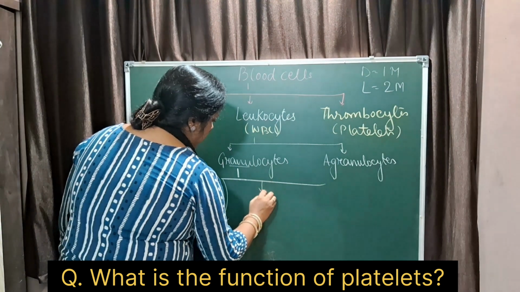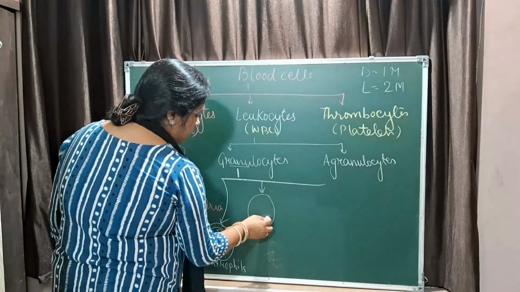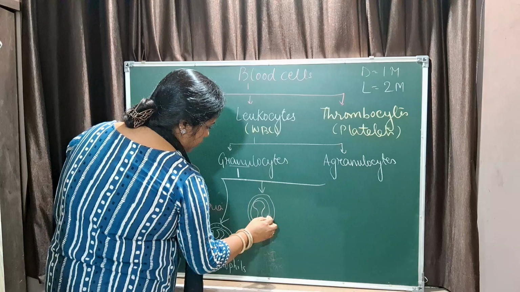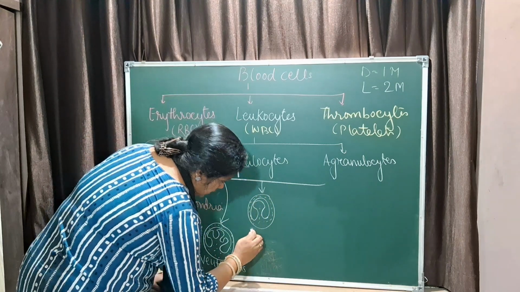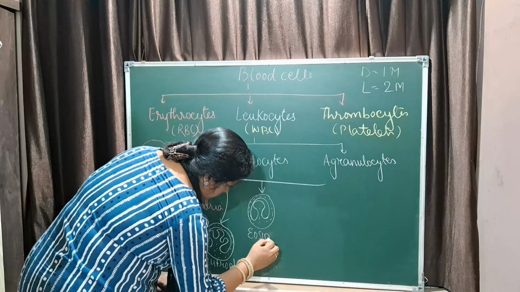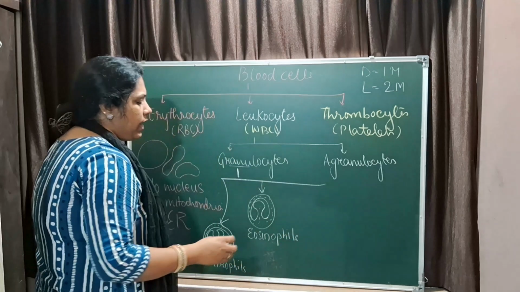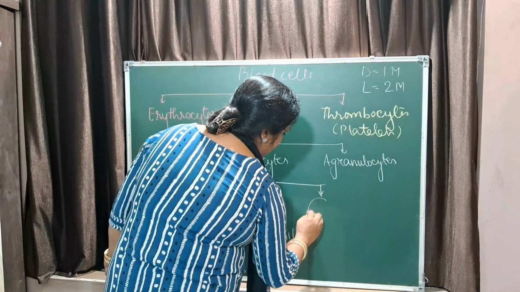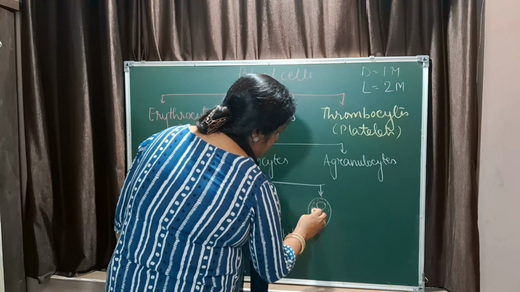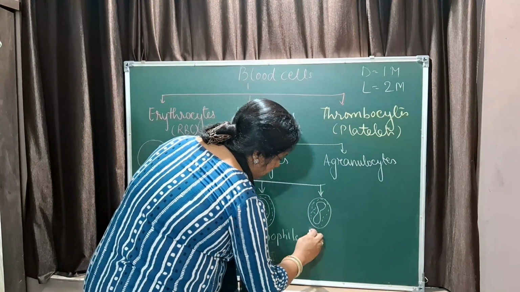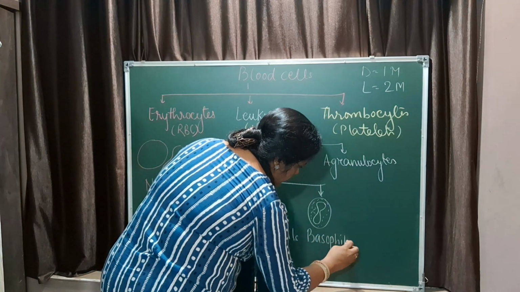Okay. Then you have E for ear, and we use headphone on our ears. So, you have a headphone shaped nucleus and a granulated cytoplasm. So, this is eosinophils. Okay. And then you have bilobed nucleus, that is granulated, and this is basophils. Okay, is this clear?